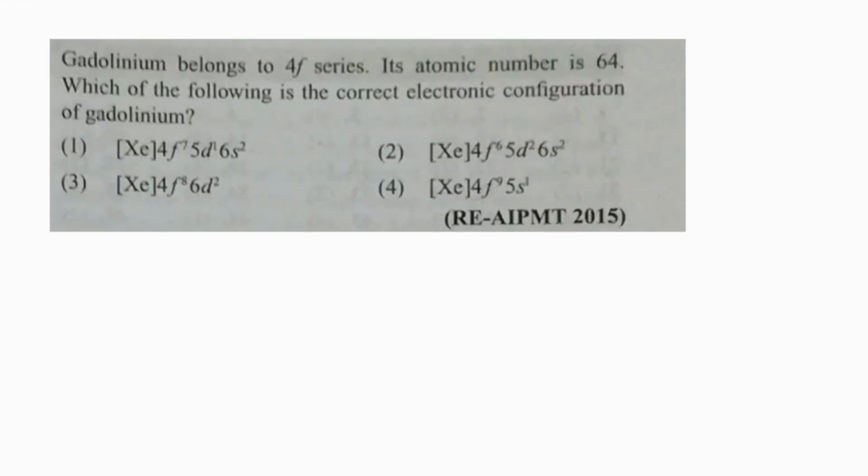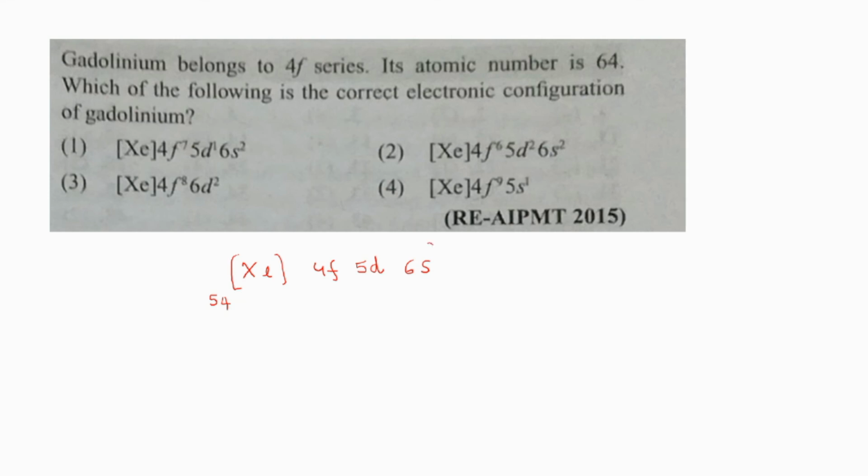Easy. See this question. Gadolinium belongs to 4f series. Its atomic number is 64. Which of the following is the correct electronic configuration of gadolinium? So which is a trick to remember? We will write xenon 54. Lanthanoids belong to the 6th period. So 6s will be there, 5d will be there, 4f also will be there.